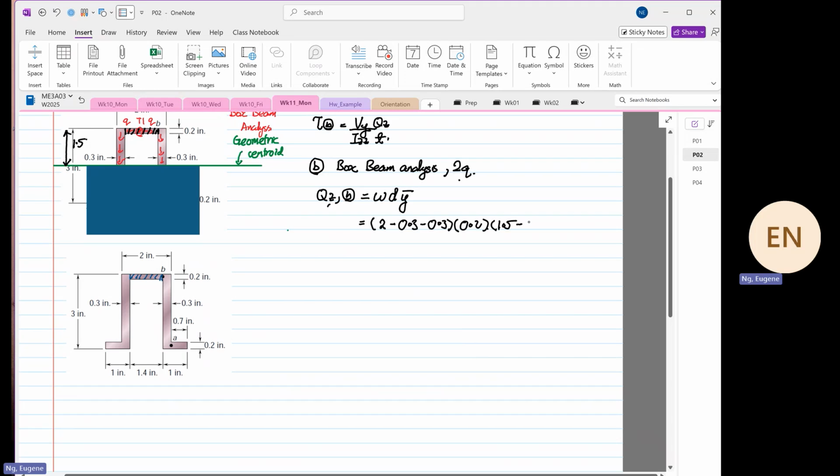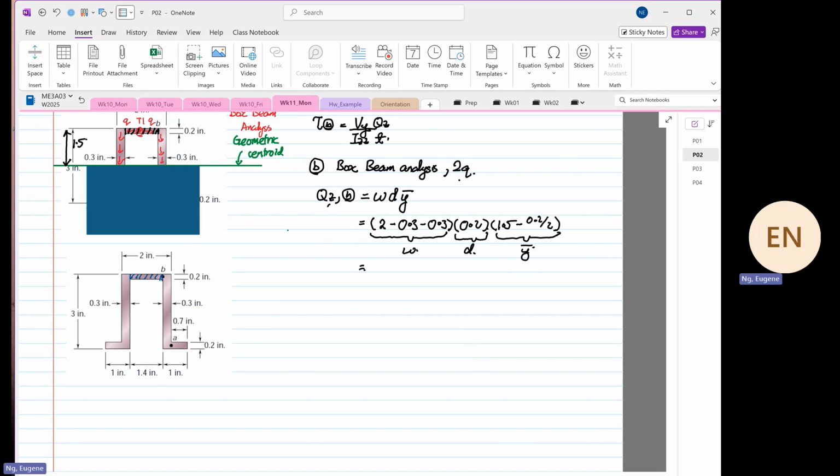5 minus 0.2 divided by 2. Okay, so to write this down, this is your width. This is your depth. This is your y bar. So you've got your width, depth, and y bar.